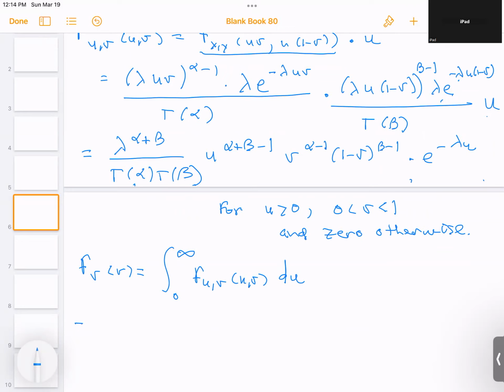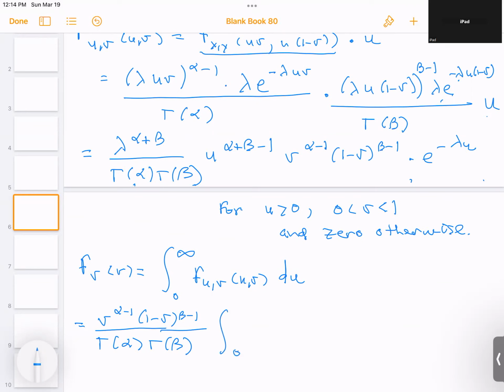So this is just equal to, let's see, let's take out some of this stuff. So let's take out, the V's can come out, right? So I have v to the alpha minus 1 times 1 minus v to the beta minus 1. And I'll take out gamma alpha, gamma beta. They might have to go back in, I don't know. Let's leave the rest in.